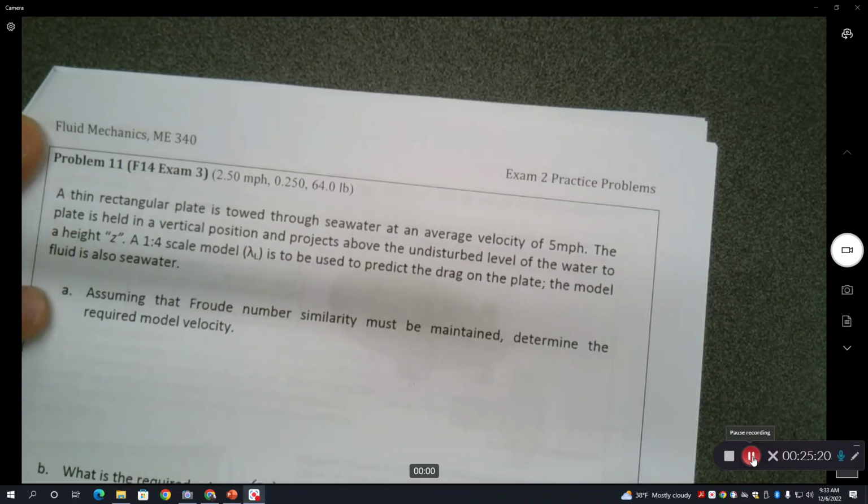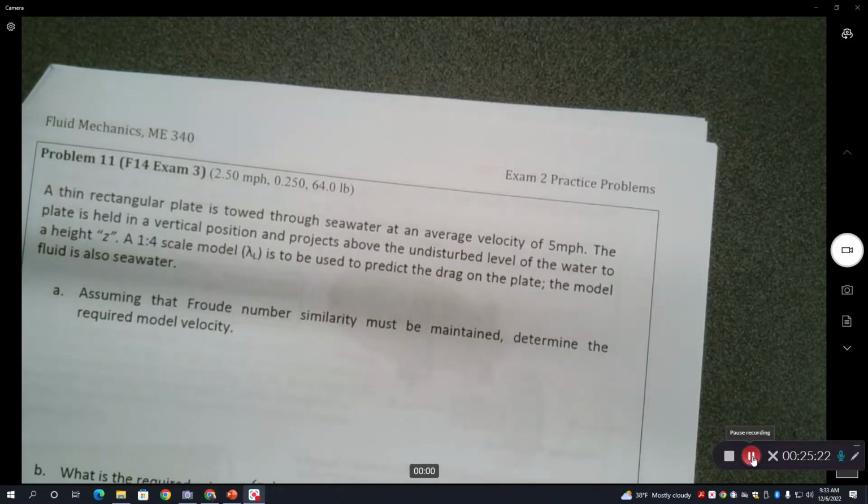Show me the fruit number similarity. Yeah. This is probably one.